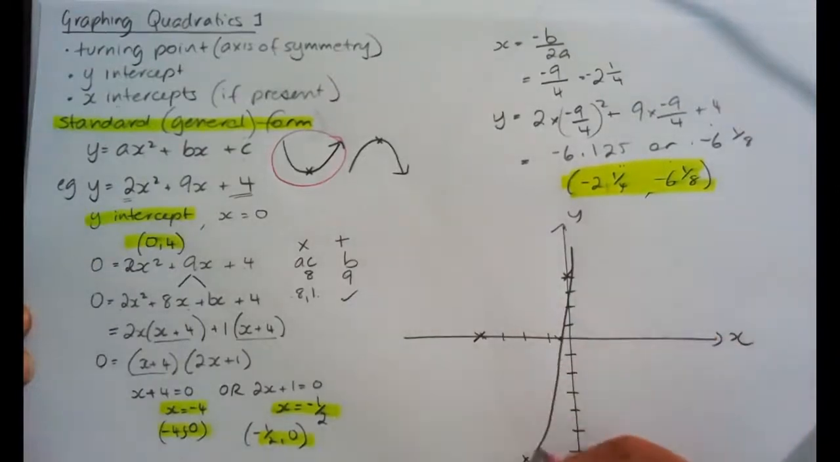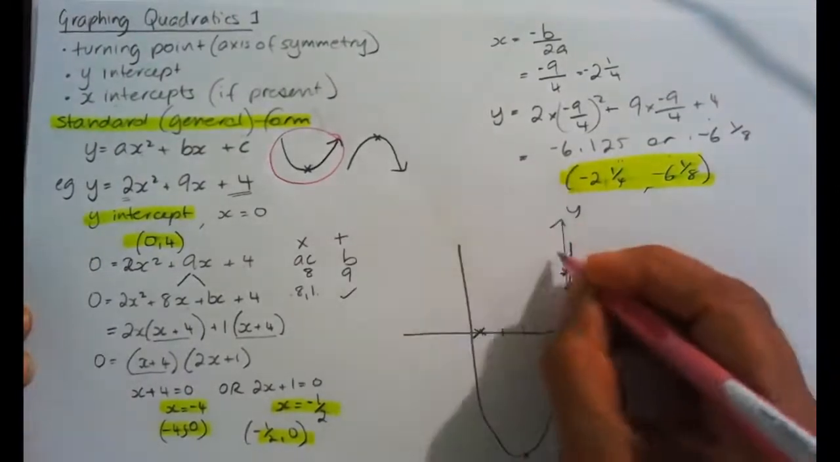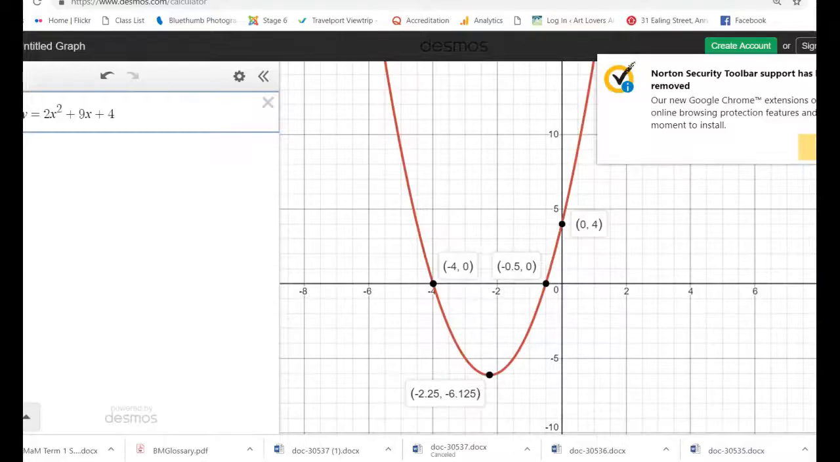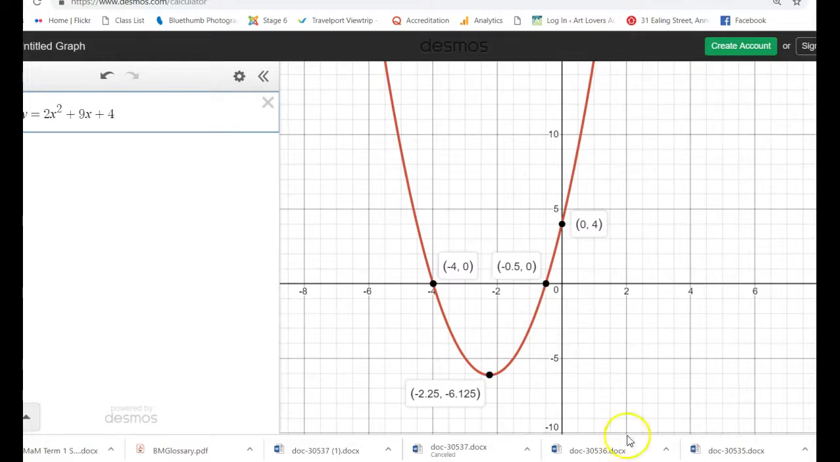So I'm going to have a quadratic like that. So there's my positive quadratic. So very rough sketch. Let's just have a look at it in neater form. So there's our turning point, (-2 1/4, -6 1/8), -1/2 and -4 for our two x-intercepts, and 4 for our y-intercept.